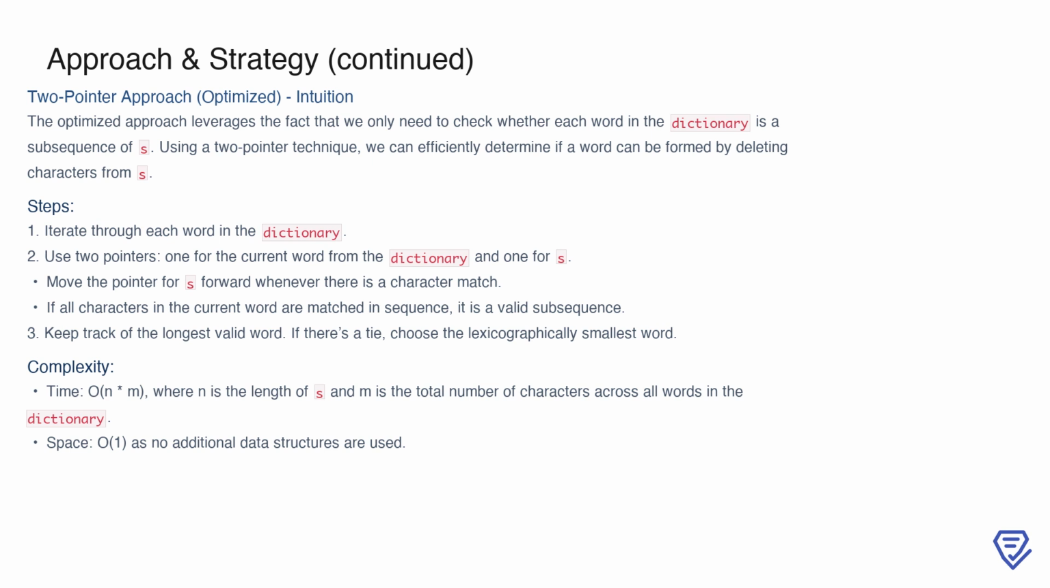This approach is far more efficient, with a time complexity of n*m, where n is the length of s and m is the total number of characters across all dictionary words. Additionally, the space complexity is constant, as no extra data structures are required. This makes the two-pointer approach a significant improvement in terms of computational efficiency and scalability.